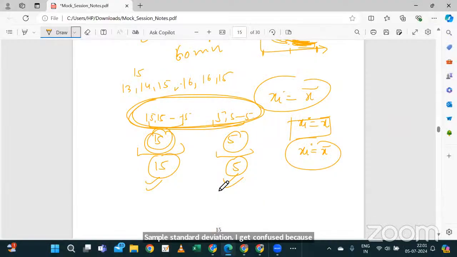Sir, I have a question. In finding correlation, I was solving the mock yesterday. In correlation, we included the standard deviation S of X and S of Y. We divided covariance of X and Y by the standard deviation of X and standard deviation of Y. I want to know when to take population variance, population standard deviation, and when to take the sample standard deviation. I get confused because in some questions they take different ones.